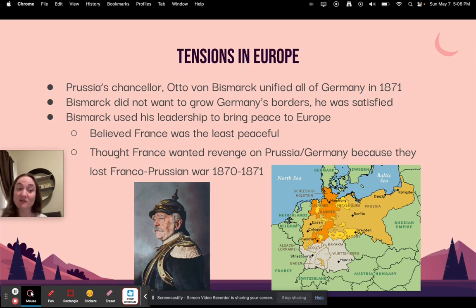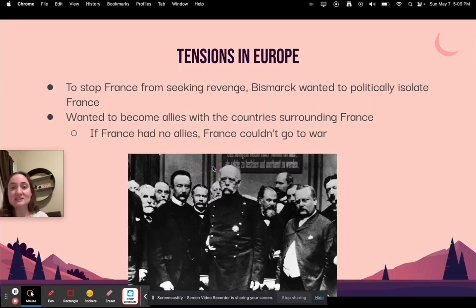But he had a big rival, and that was France. He believed France was the least peaceful country out of all the European countries, especially because Prussia and Germany had a fight with France, and France totally lost that fight during the Franco-Prussian War. I bet they're going to want revenge. So he took some action.